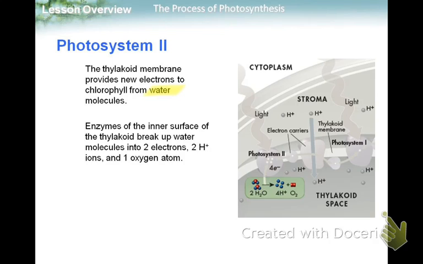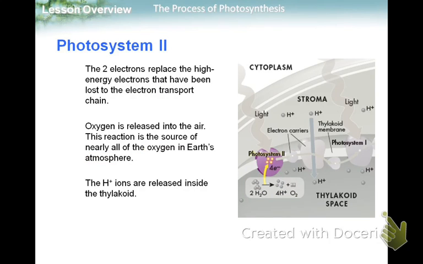Enzymes on the inner surface of the thylakoid break up the water molecules into 2 electrons, 2 hydrogen ions, and 1 oxygen atom. So this is where water goes in and oxygen comes out. The oxygen is released into the air, and the hydrogen ions are released inside the thylakoid.